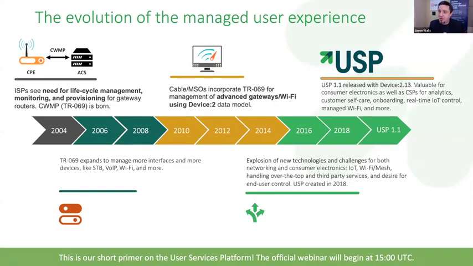So my name is Jason Walls from QA Cafe, and I am the director of technical marketing at QA Cafe, but I'm also one of the co-directors of the Broadband User Services work area at the Broadband Forum. And that is the group that produces TR69 and the data models and USP.